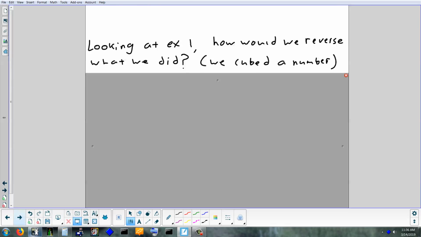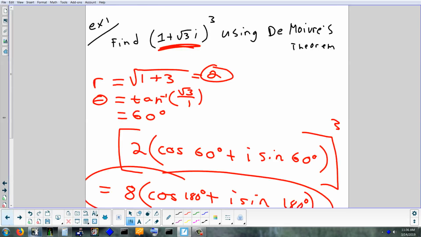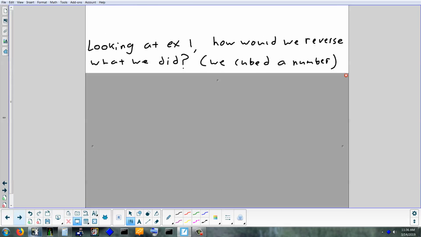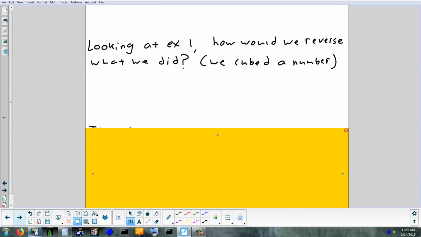Okay, so let's go back, and now we're going to kind of transition to the next thing we did. So if we go back and look at example 1, we took a number and we cubed it. We raised something to the 3rd power. How would you reverse that? If you wanted to undo cubing something, you would take the answer that you got and do what? You would take the root, with the little 3 on the outside of the radical. So what do you call that? Cube root. So if you want to undo cubing, you do a cube root.